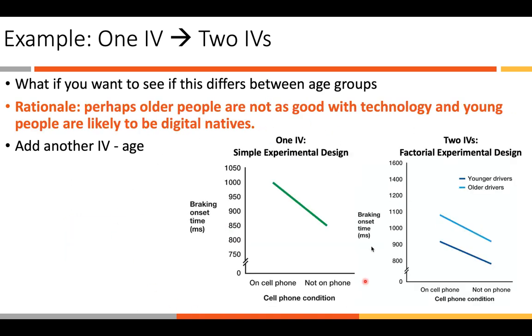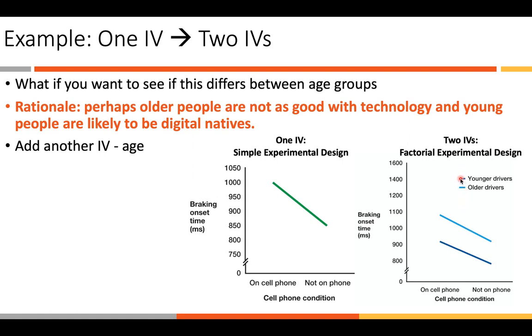So over here on the left, we have our results from the original simple experiment, but now we have a bit of a more complicated picture developing over here on the right with our hypothetical results from our factorial experimental design. So we can see now that we have a very similar graph. We have braking onset on our y-axis. We still have cell phone and no cell phone use on our x-axis, so that's our first independent variable. But now to depict our second independent variable, we need separate lines on this line graph.